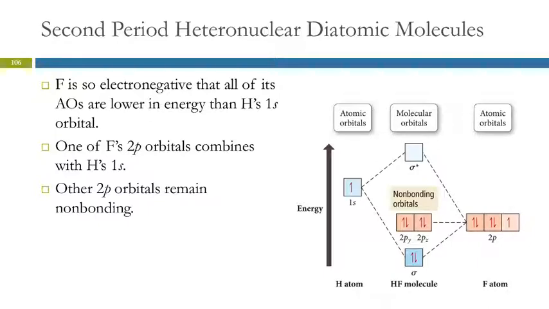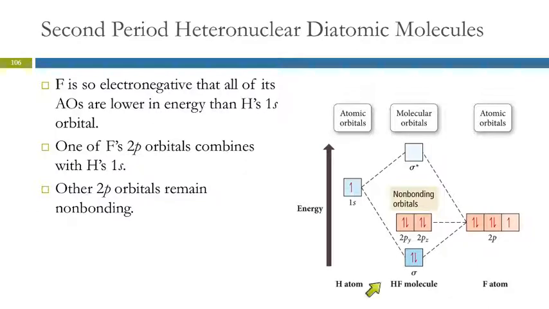When you get things like hydrogen fluoride, here we've got hydrogen, and here's fluorine. And the really funky thing about this is fluorine is so electronegative that its 2p orbitals are lower in energy than hydrogen's 1s orbital. Why? Because fluorine's very electronegative. It's very good at attracting electrons to itself.